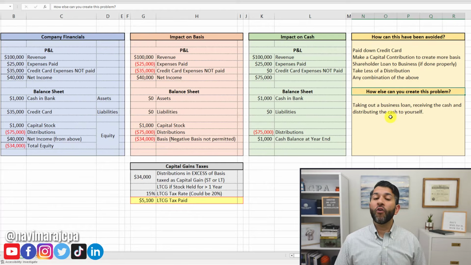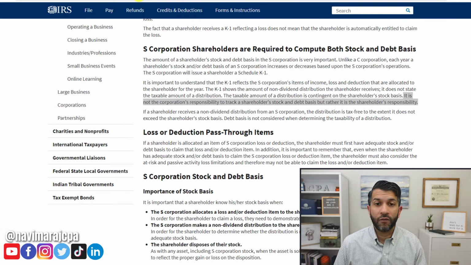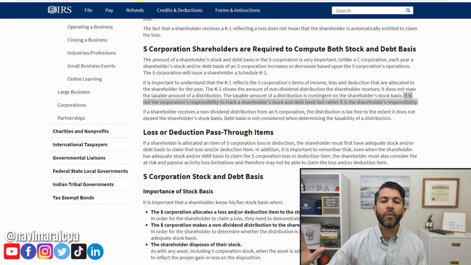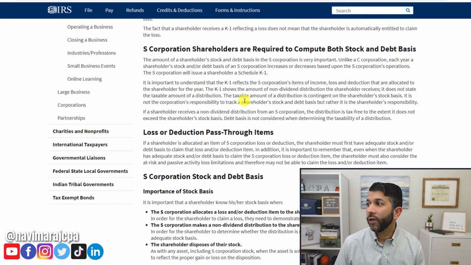Okay. Before I let you go, let me show you on the IRS website where you could read more about this if you want to do that on your own. And if you're a tax preparer or CPA watching, I know that there's other issues like debt basis and things like this, but I'm trying to just explain this to the average new business owner who doesn't understand those concepts. So I'll leave the link in the description below. You can go to the IRS website and read this.